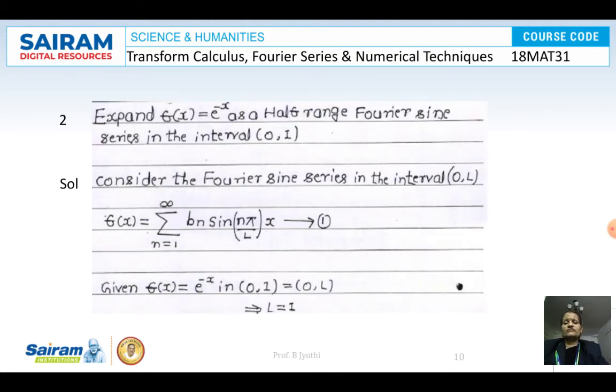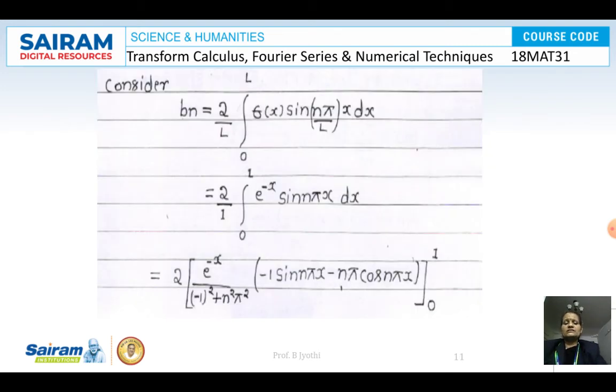Let's look into the next question. Expand f of x equals e power minus x as a half-range Fourier sine series in the interval 0, 1. Consider the Fourier sine series in the interval 0 to 1, where f of x is given by sigma bn sin n pi by L of x. Let us call this equation number 1, and consider the given function in the interval so that we get the value of L as 1.